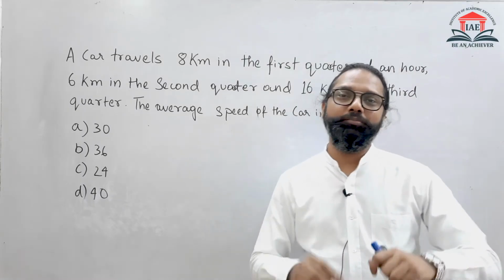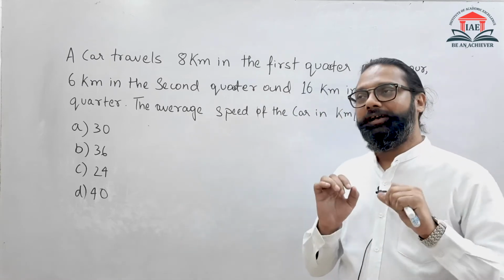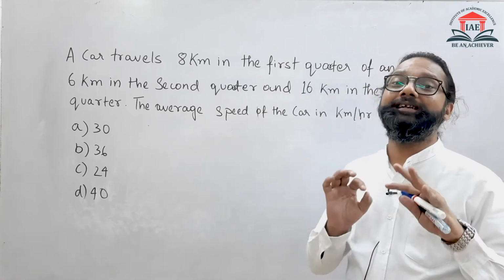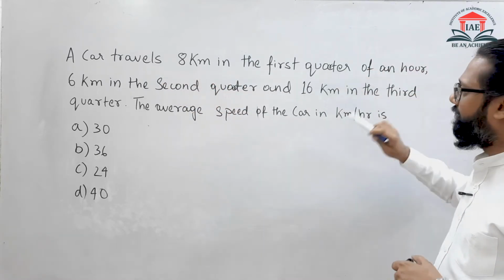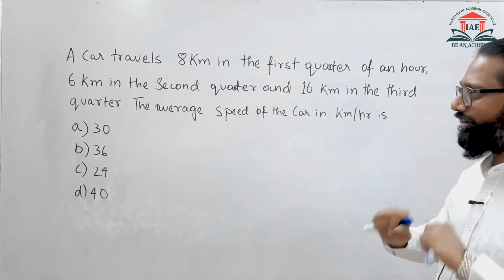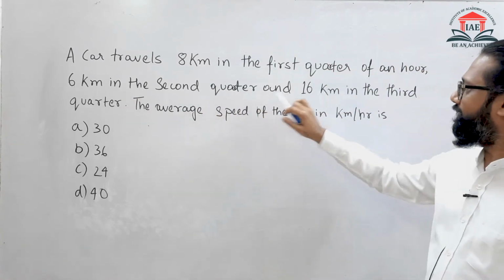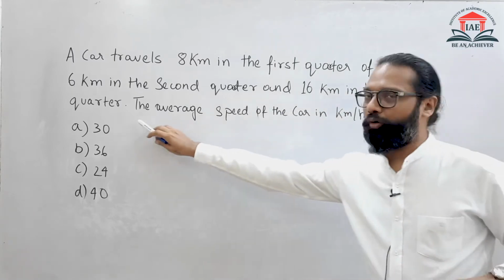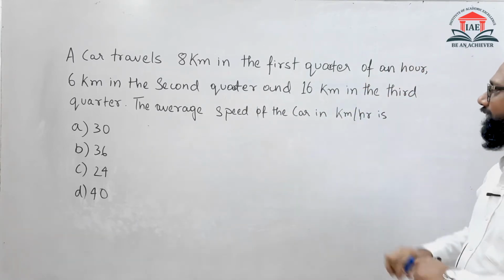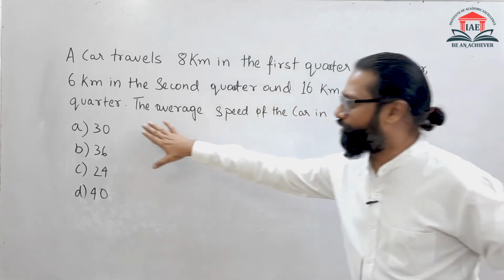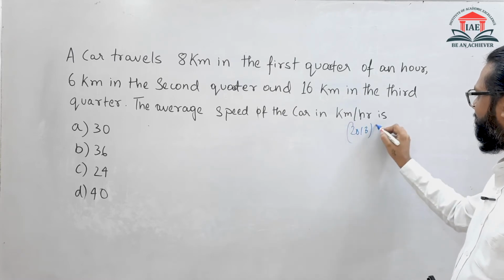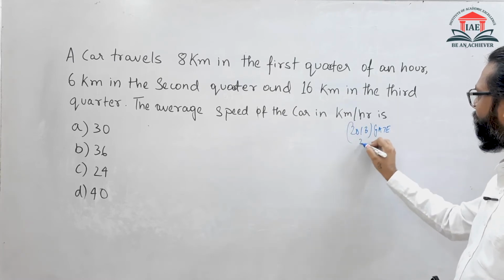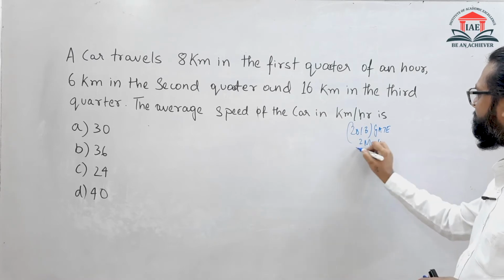Let's begin. Hello again, and let's see one more classical question from time, speed and distance, and this is now based on average speed. A car travels 8 kilometers in the first quarter of an hour, 6 kilometers in the second quarter, and 16 kilometers in the third quarter. The average speed of the car in kilometers per hour is, and four options are given. This appeared for the first time in GATE 2013, and this was again for 2 marks.